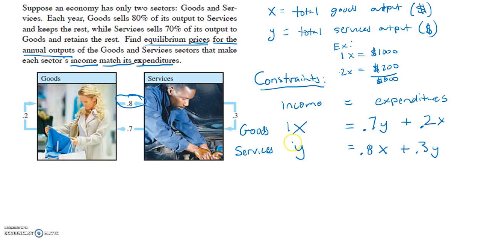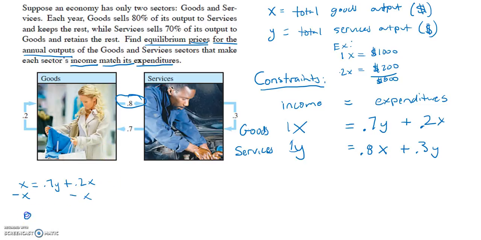Great. Well, now I have a system of two equations and two unknowns, and I can find the solution, or hopefully there is a solution. So I'm going to do some rearranging here. So x equals 0.7y plus 0.2x. I have to get the variables on one side in order to execute the Gaussian elimination.